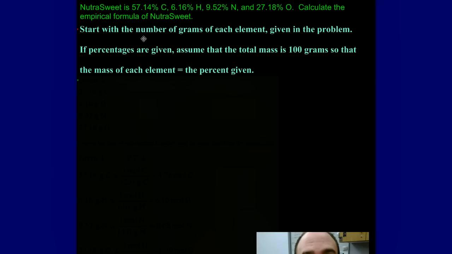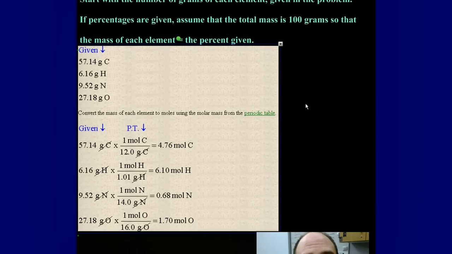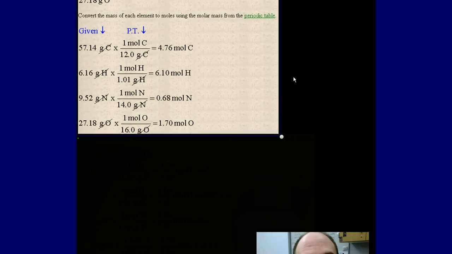And our first step here is to start with the number of grams of each element. Well, we are given percentages, so we have to assume that there's 100 grams and that the mass of each element is equivalent to the grams. So my first step is to take my percents and make them all grams. Second step is to convert the mass of each element to moles using the molar mass. So I'm doing a gram to mole conversion for each one. Go ahead and maybe jot this down in your notes if you want the step-by-step ways. Grams to moles.